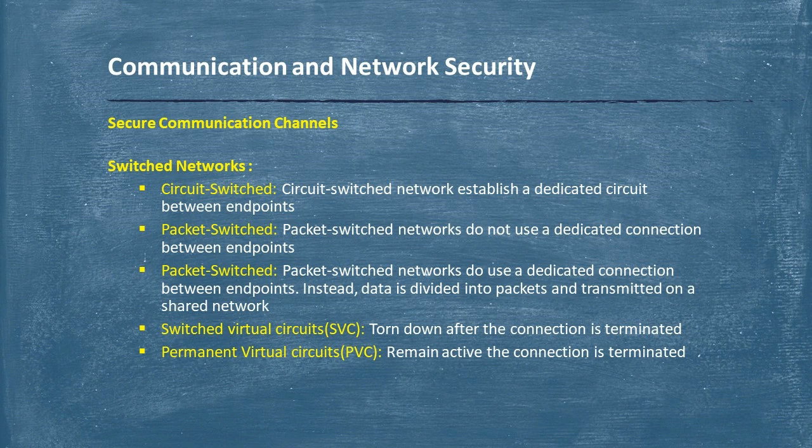Circuit switched. A circuit switched network establishes a dedicated circuit between endpoints. A packet switched network does not use a dedicated connection between endpoints. Instead, data is divided into packets and transmitted on a shared network. That is the difference between packet switched and circuit switched. And for switched virtual circuits, the circuit is torn down after the connection is terminated, whereas permanent virtual circuits remain active even after the connection is terminated.